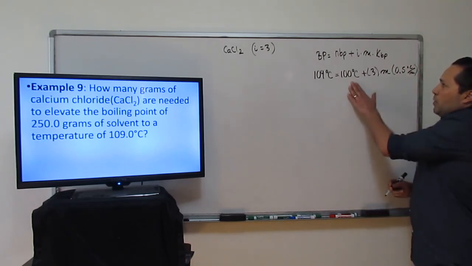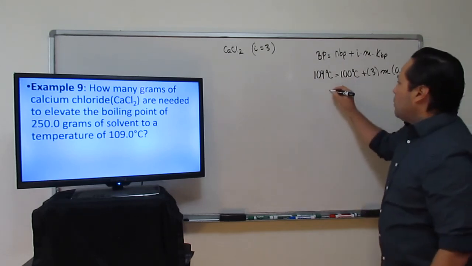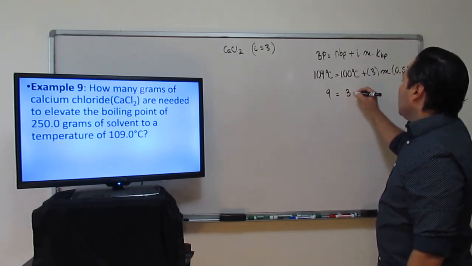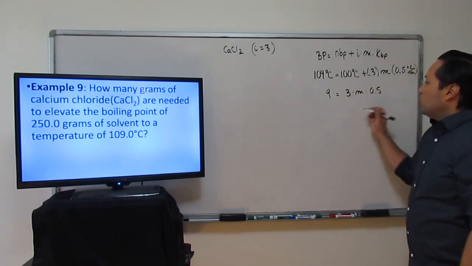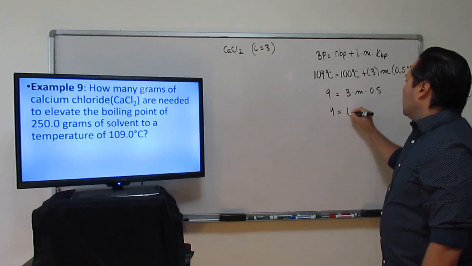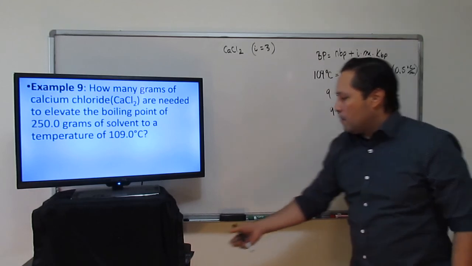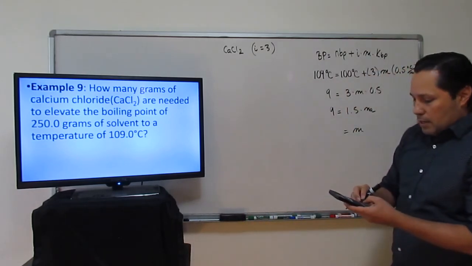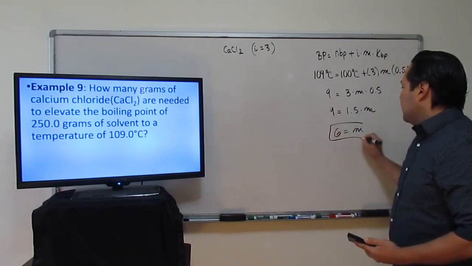So I'm going to isolate the m. I'm going to subtract 100 from both sides. So I end up with 9 equals 3 times m times 0.5. Multiply those: 1.5 times m. And I divide by 1.5 to get the value of m. So it's 9 divided by 1.5, which gives me 6. So the molality is 6.